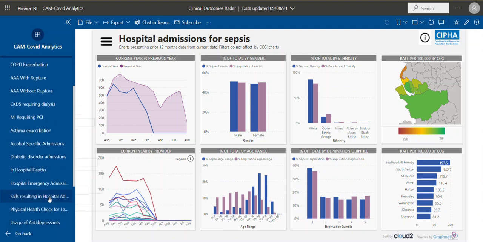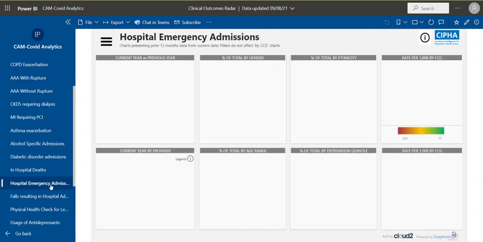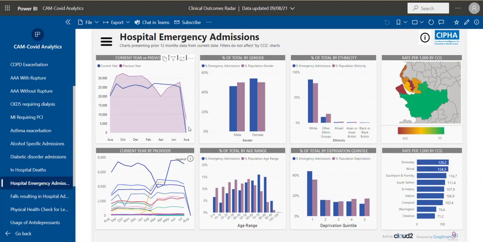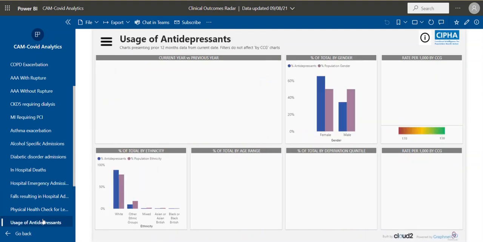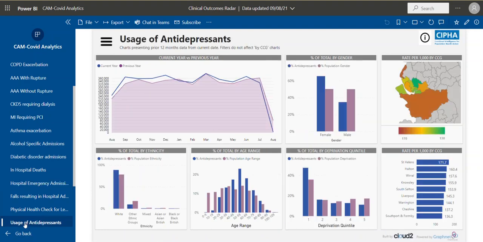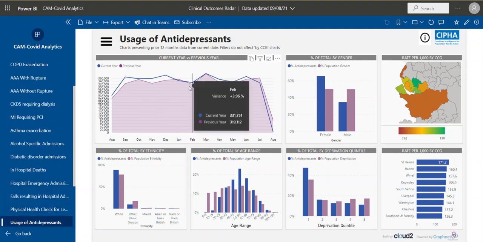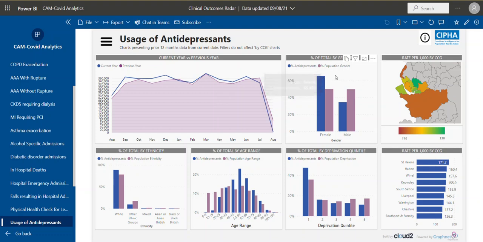Some of the hospital outcomes indicators, however, use the up-to-date data, such as hospital emergency admissions, which use the live HL7 data to give you a more up-to-date picture across the region of what is occurring. Some of the indicators also use primary care data, such as usage of antidepressants. To explain, the indicators in here are based on the population, and we use the main demographic influences in the population.